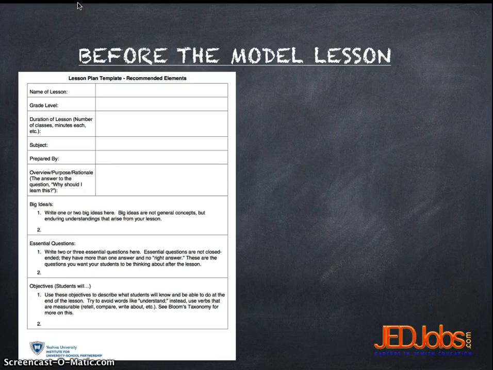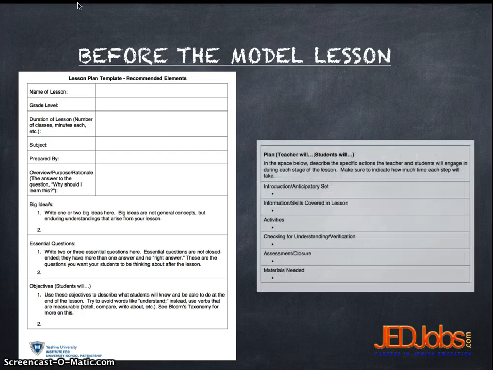Things like retell, compare, etc. I try to counsel people to stay away from words like understand or know because you can't really measure those things. If you want to know some other great verbs, look up Bloom's taxonomy on Google to find some of those great examples. The second page of this has your actual plan.